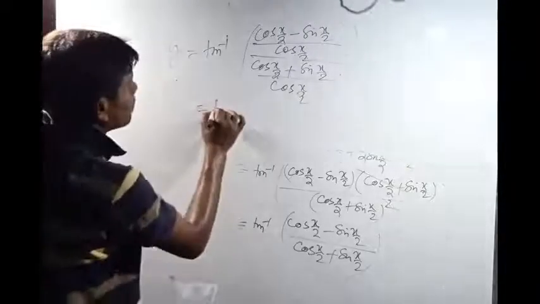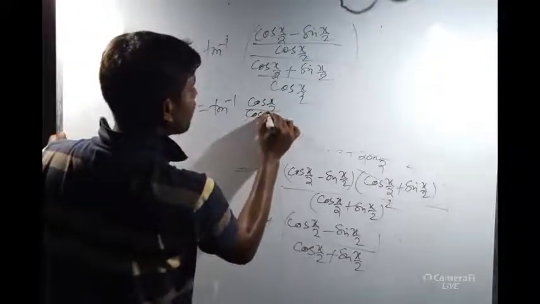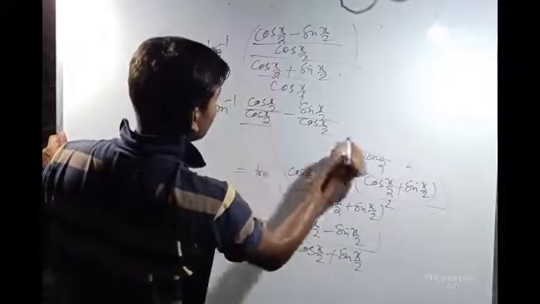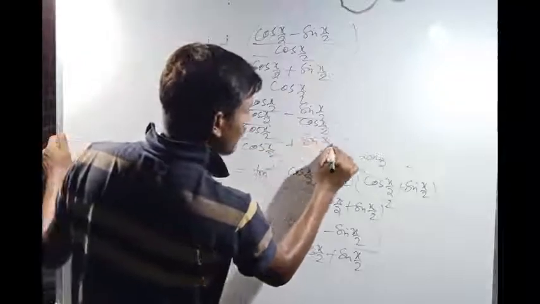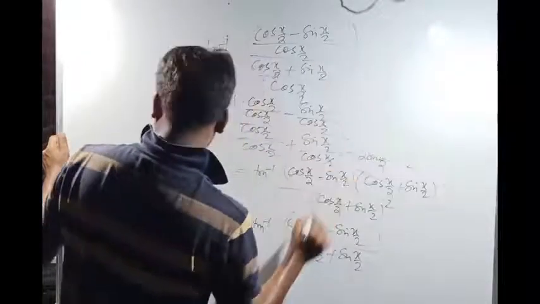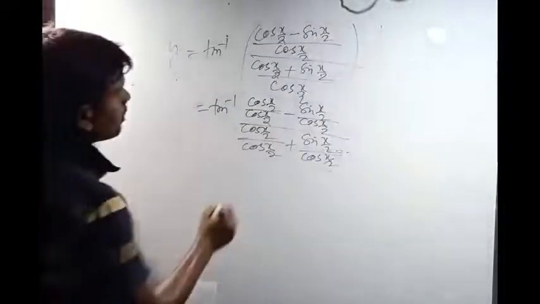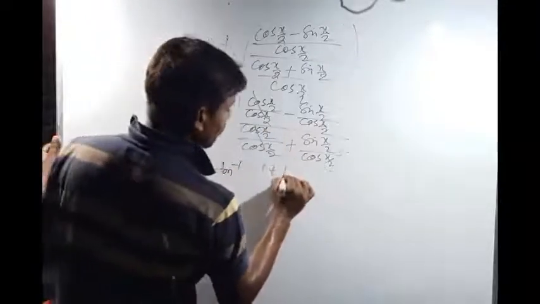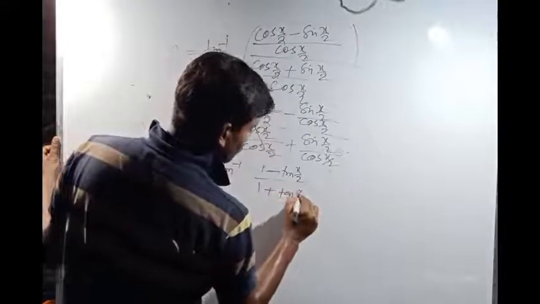Now we can write here tan inverse of cos x by 2 divided by cos x by 2 minus sin x by 2 divided by cos x by 2, whole divided by cos x by 2 by cos x by 2 plus sin x by 2 by cos x by 2. Okay. Now this is cancelled and here also this is cancelled. Now this is tan inverse of 1 minus tan x by 2, divided by 1 plus tan x by 2.